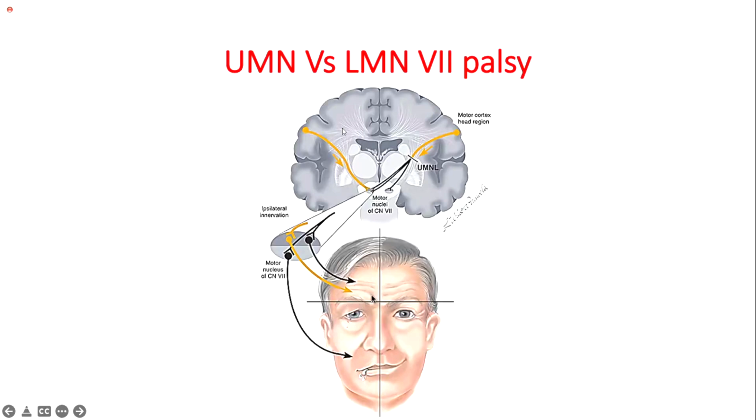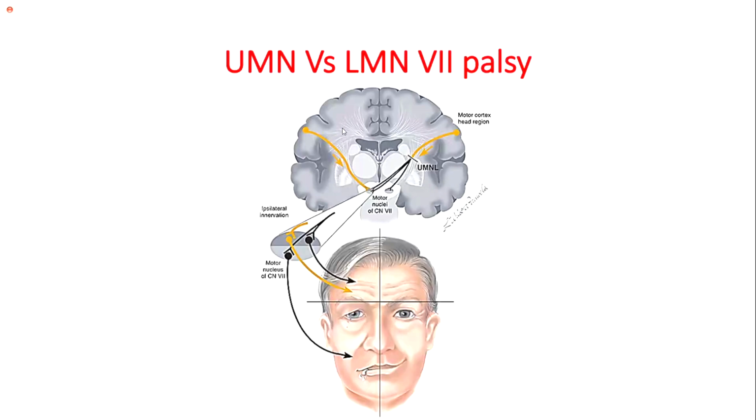Students come to the exam and say, the seventh nerve supplies both sides of the face. No, it doesn't. The seventh nerve supplies only one side of the face. The seventh nerve nucleus gets innervation from both sides, and that is the upper half of the nucleus, because it's the upper half of the nucleus that gets innervation from both sides of the brain.